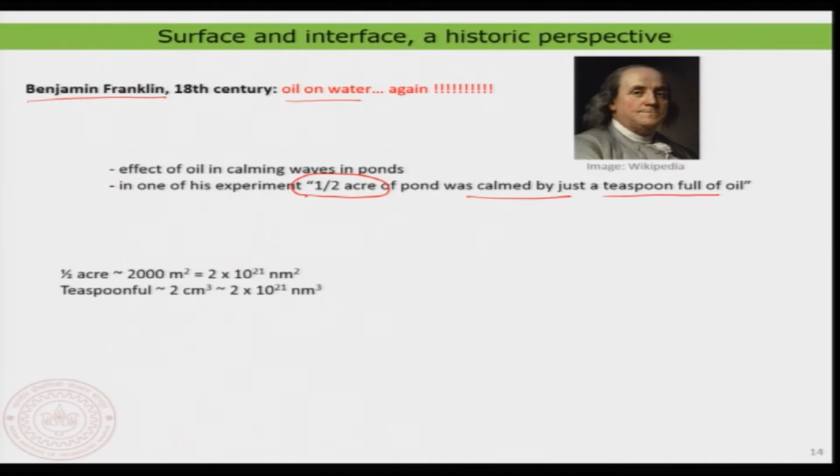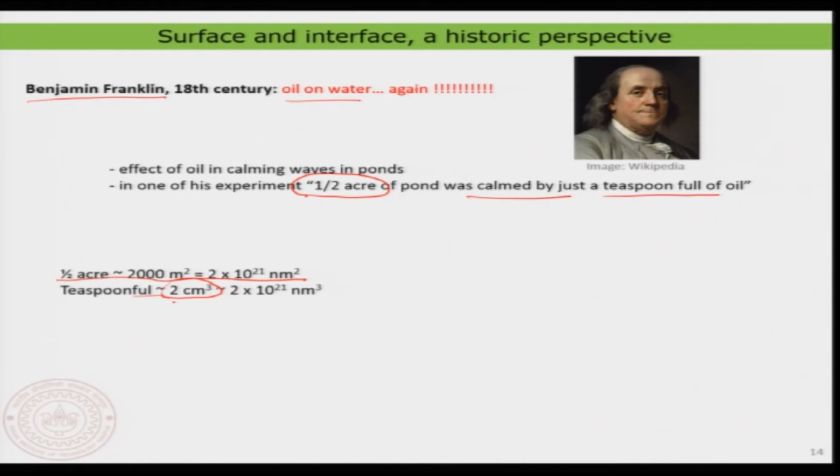If you look into the math, or into simple geometrical equations, you can convert the ½ acre into a nanometer square area. If you calculate the area in nanometer square, you would find that it is 2 × 10^21 nanometer square. And that spoonful can be approximated as something like 2 centimeter cube.